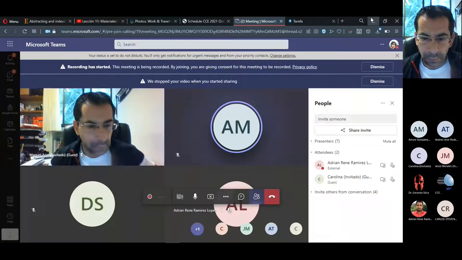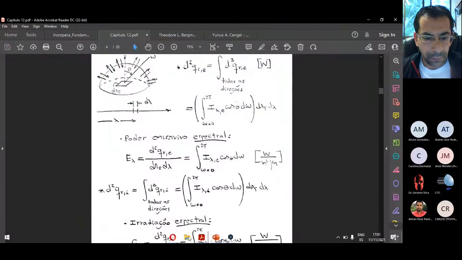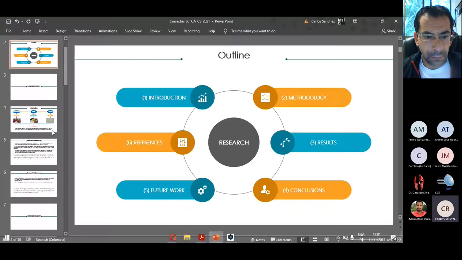I wonder if you can see my screen. Not currently. Are you using a Mac? Okay, now. Can you see the screen? Okay, I'm going to share the screen. Okay. You got it? Now it's visible. Okay, perfect.